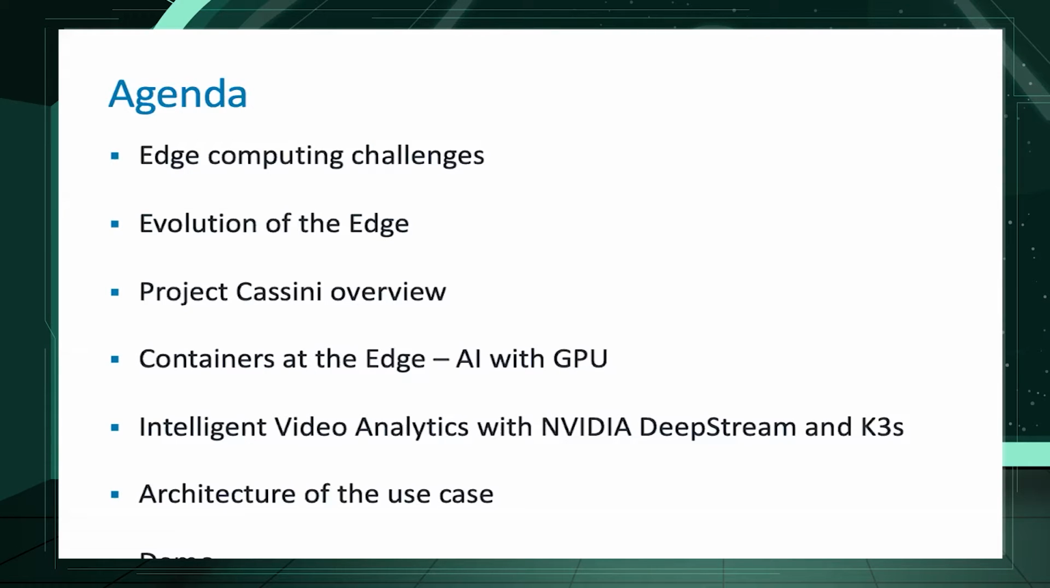So this is the agenda of our session. We are going to be talking about the challenges, a little bit of history on edge computing challenges. Then we'll move towards how the edge devices or the K3s have evolved over the years. We are also going to talk about Project Cassini, which is an open and collaborative, standard-based initiative from ARM to deliver a cloud-native software experience across a secure ARM edge ecosystem.